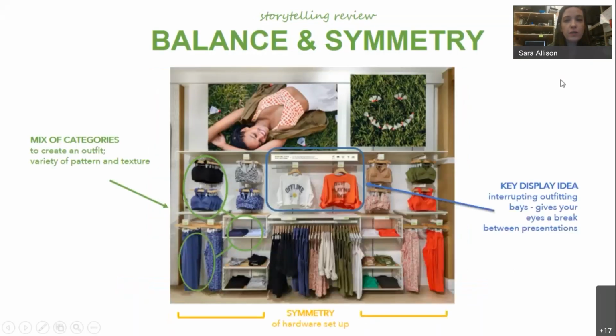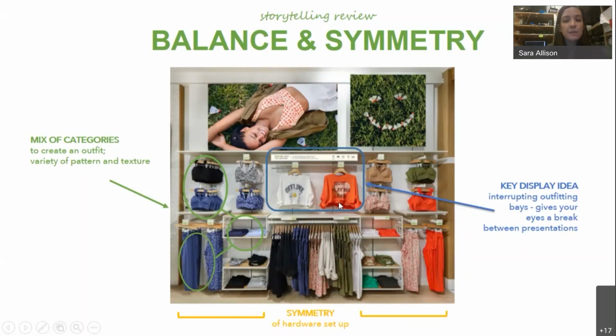So color story is very important to storytelling. And then another key element of storytelling that you'll remember from your training is balance and symmetry. So really offering this mix of categories and patterns and textures, print versus solid, to really create an interesting presentation. We also see symmetry of hardware setup or in a table, symmetry of prop placement.